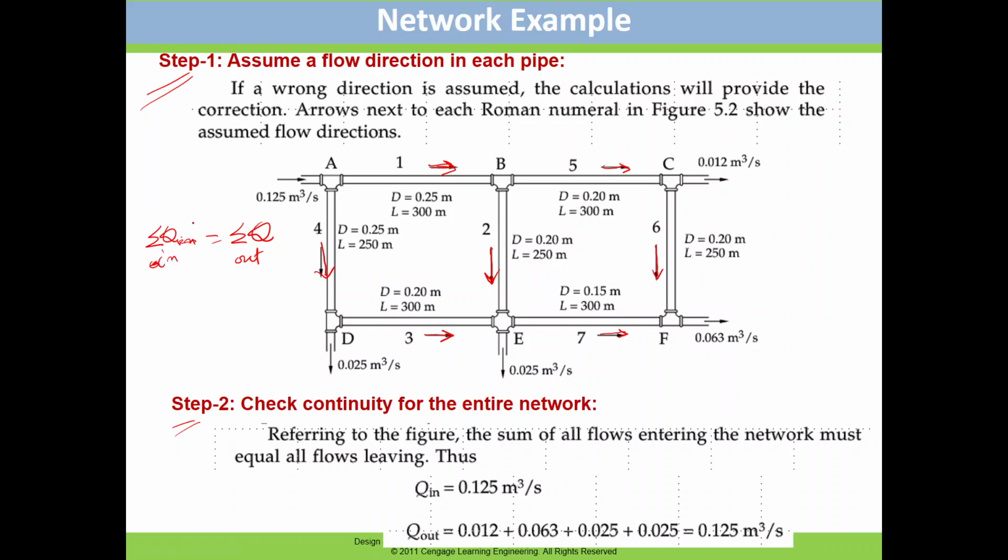So for Q in, the number of inlets is 1 in this case, which is 0.125, and that should be equal to the exit flow rate, which are 4. So this is the Q in and this is Q out, so this should be equal. We need to make sure that the continuity is satisfied here.